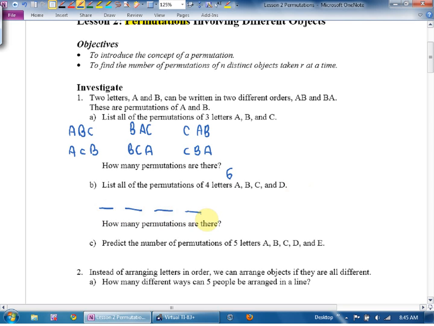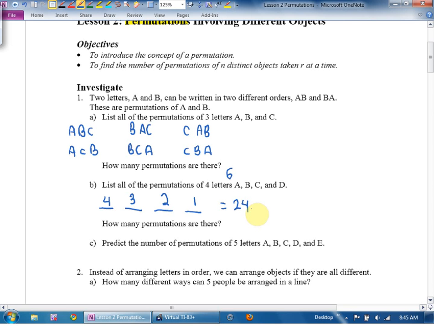How many choices do I have in my Scrabble bag for the first letter? Okay, I picked one of them. How many choices do I have left now for the next letter? How many choices do I have left now for the next letter? And then how many? I'm going to argue that I think there's 24.